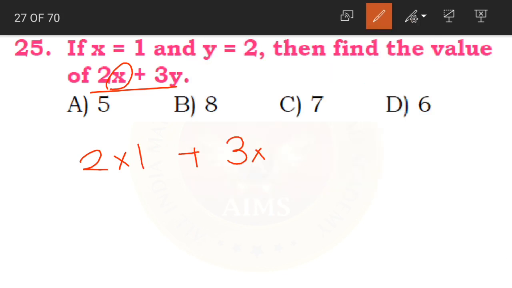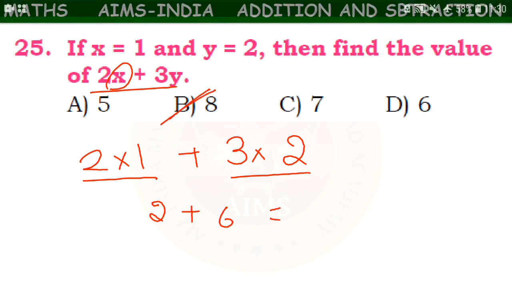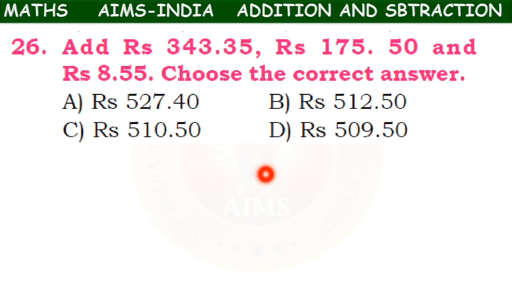So instead of x I will write 1 and instead of y I will write 2. Now 2 into 1 is 2, plus 3 into 2 is 6. 2 plus 6 is equal to how much? 8. That is our option number B. Clear, children? Option B, 8 is our correct answer.